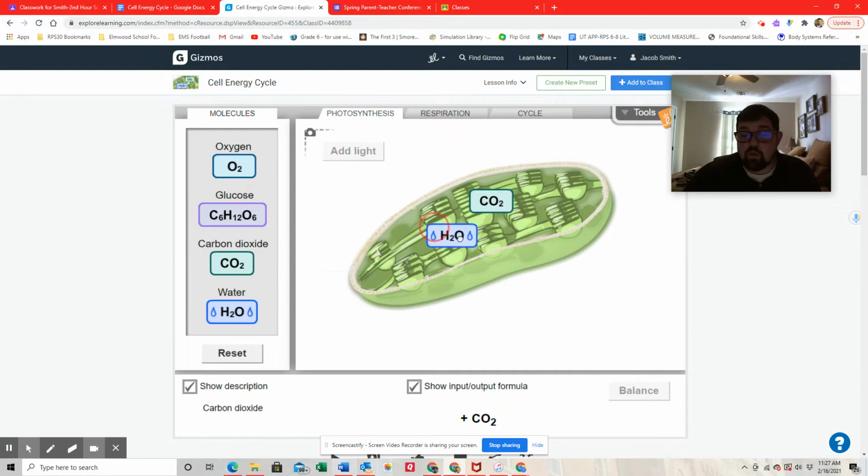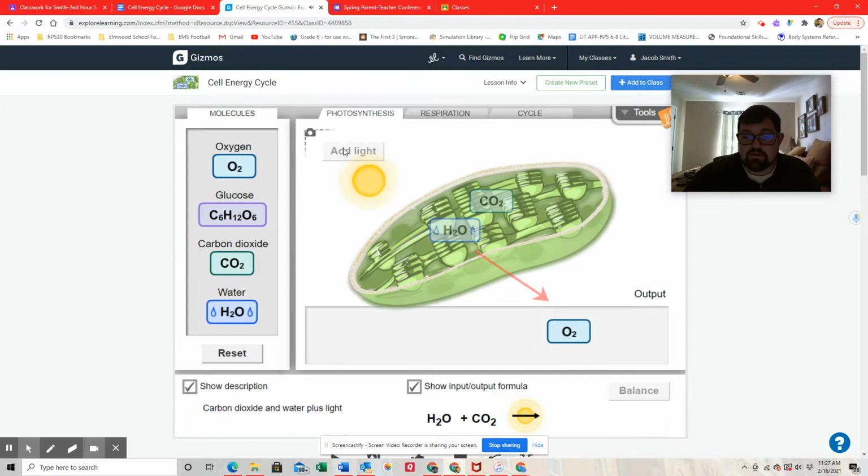And then I'm going to say water, right? And then I don't have the outputs yet, so there's something I have to do. And you'll notice up here, add light. So when I add light, now I get outputs, what they're calling outputs.